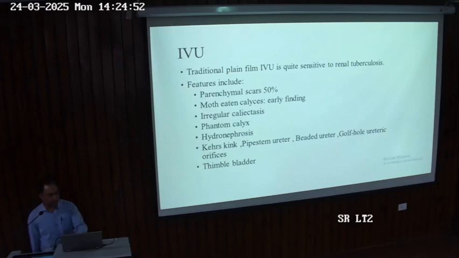Others are irregular calyectasis, phantom calyx, hydronephrosis, pipe stem ureter, beaded ureter, and the ureteric orifice is the golf-hole ureteric orifice. So this is the MCQ: golf-hole ureteric orifice is seen in tuberculosis, and thimble bladder. So these are the direct MCQs. You have to remember this.